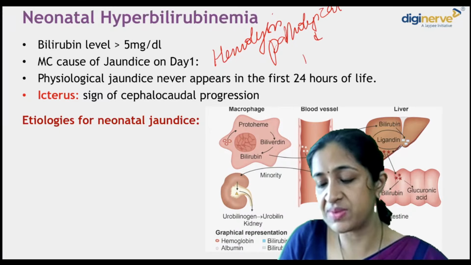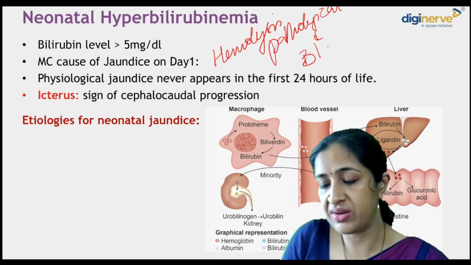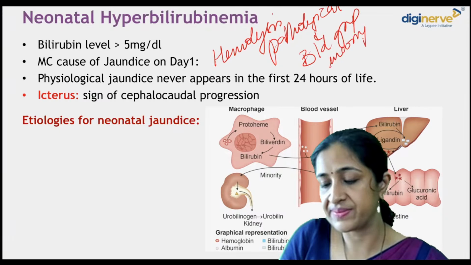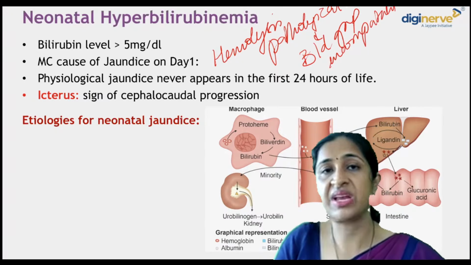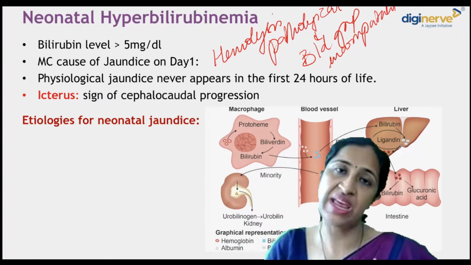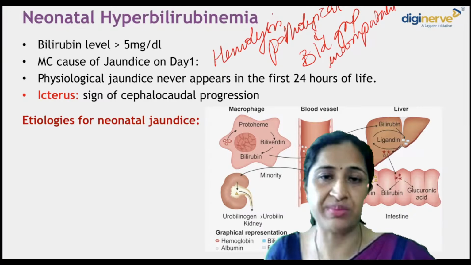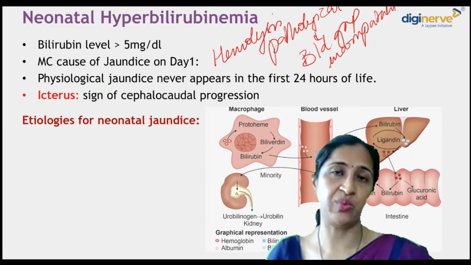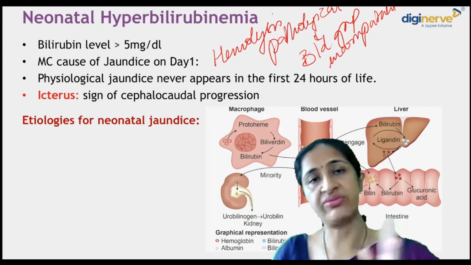Pathological hemolysis is because of blood group incompatibility, which can be RH or ABO, severe ABO incompatibility. Okay. Usually, this will present within day 1. Normally, jaundice is seen only after 24 hours of life.